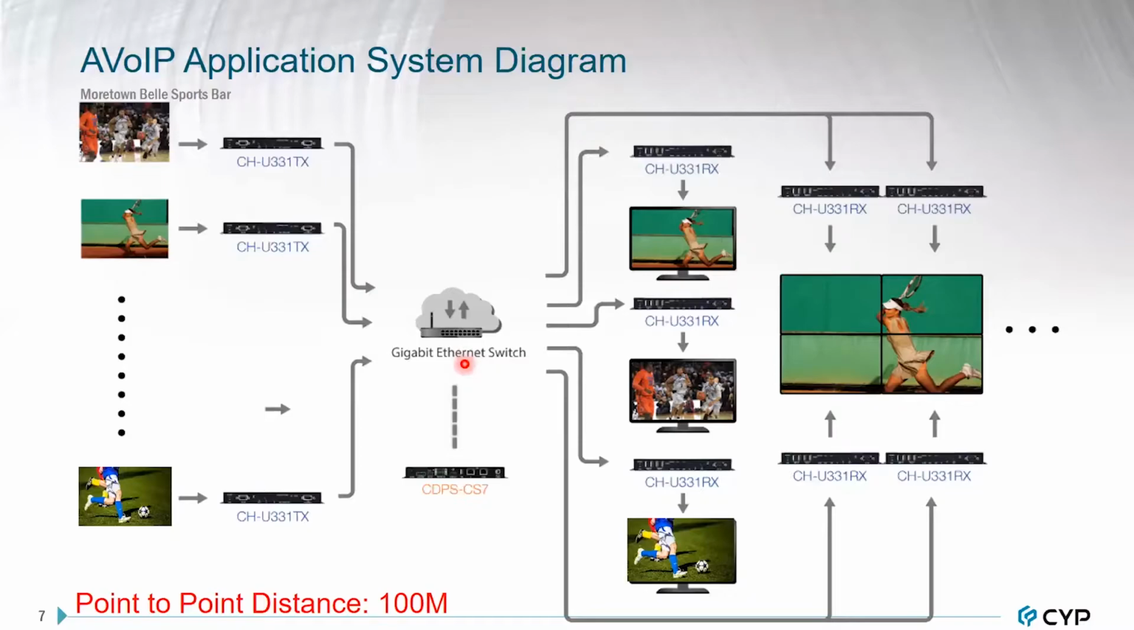Because this system uses a network protocol, each point-to-point distance can reach up to 100 meters. In other words, the distance from the video source to the switch is 100 meters. The switch to the display is also 100 meters, and the total is 200 meters.